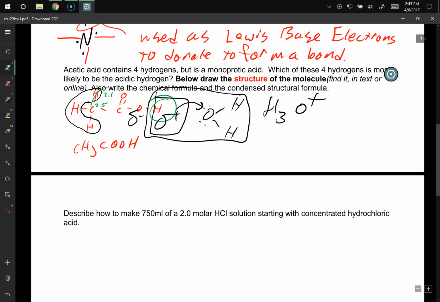So since this difference in electronegativity is small, this part of the molecule appears what? It appears nonpolar. So a water molecule would completely shy away from that side. Instead of yanking an H off, it would say, no, I don't want anything to do with that.